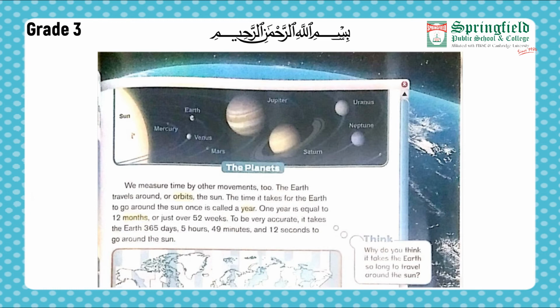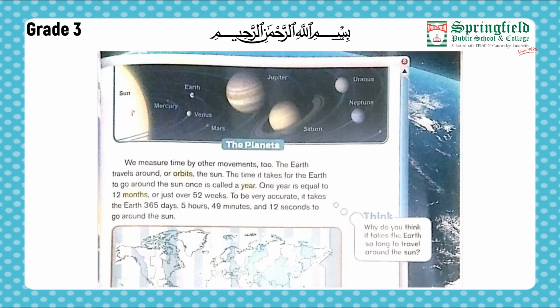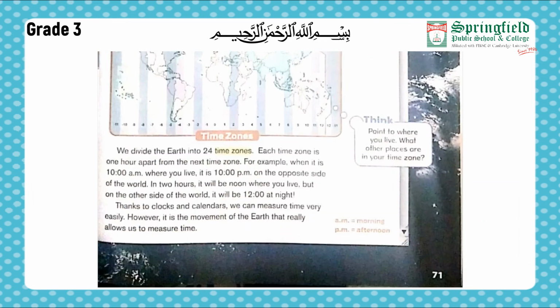To be very accurate, it takes the Earth 365 days, 5 hours, 49 minutes, and 12 seconds to go around the Sun. We divide the Earth into 24 time zones. Each time zone is 1 hour apart from the next time zone. For example, when it is 10 a.m. where you live, it is 10 p.m. on the opposite side of the world. In 2 hours, it will be noon where you live, but on the other side of the world, it will be 12 at night.